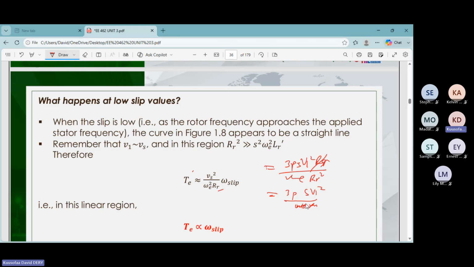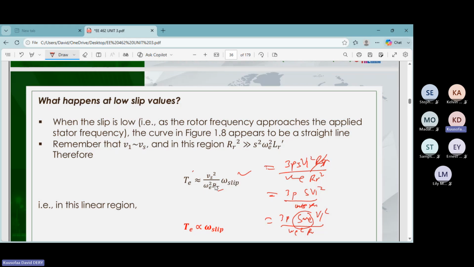So we just want to express this as omega slip. So when we multiply the top by omega E and multiply the bottom by omega E, you are going to have 3 S omega E V1 squared over omega E squared R. So realize that this represents omega slip. So we can put it there. So this expression that we are having here is per phase. But when we're looking at the three phase, we need to put 3P there, right?